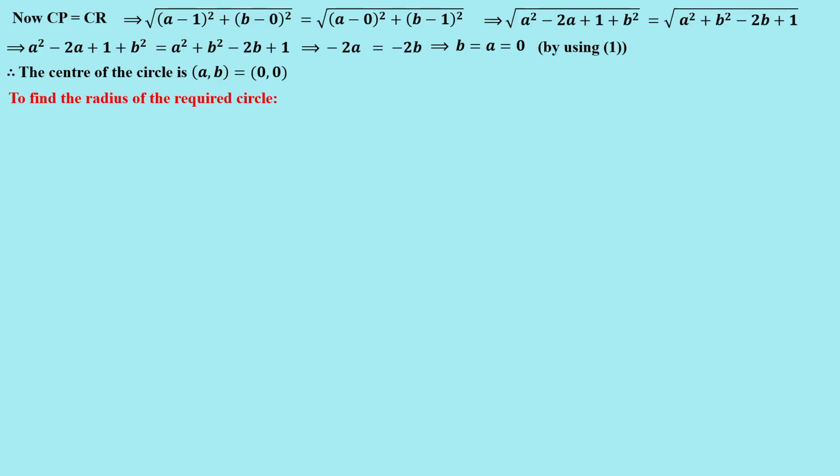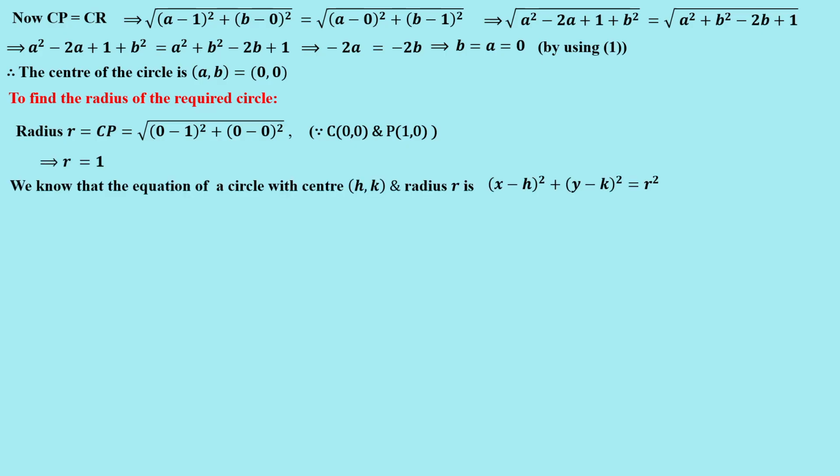Now to find the radius of the required circle. The radius is nothing but CP, and CP is equal to CR, any distance you can take. Since A and B are known, CP is root of 0 minus 1 the whole square plus 0 minus 0 the whole square, that is equal to 1. R is equal to 1.